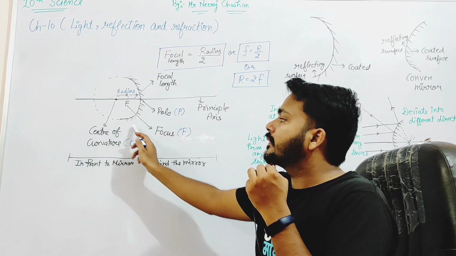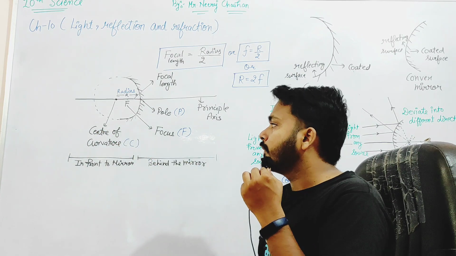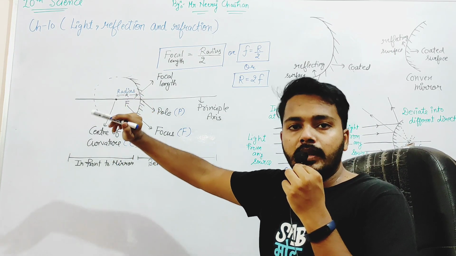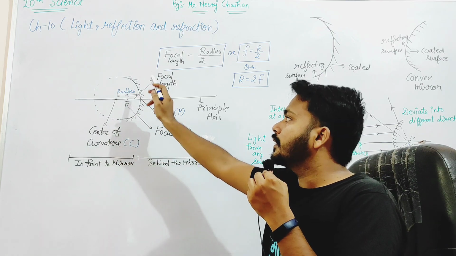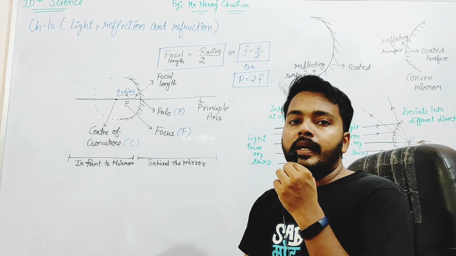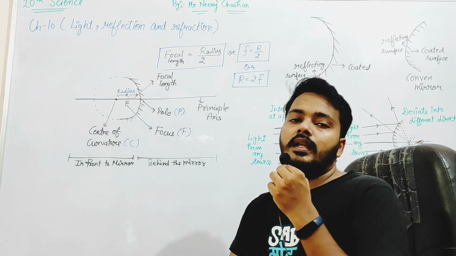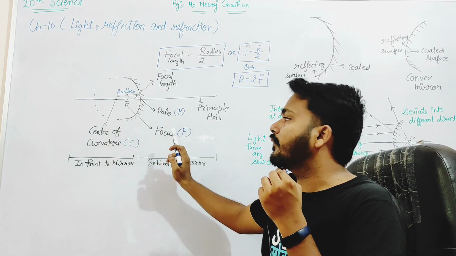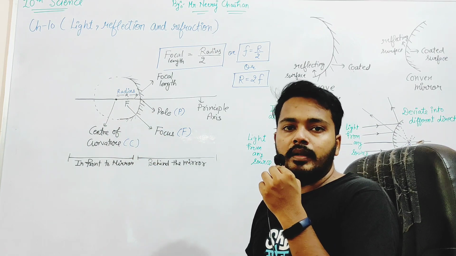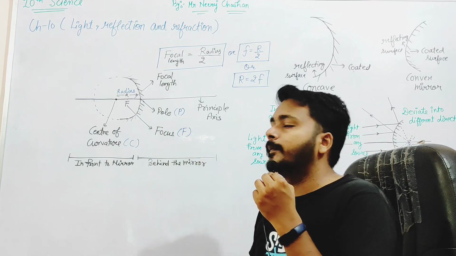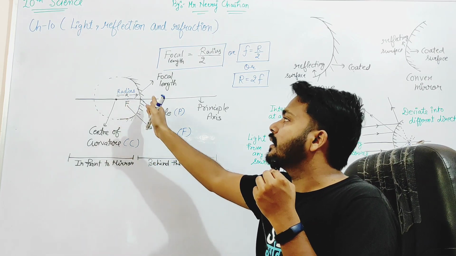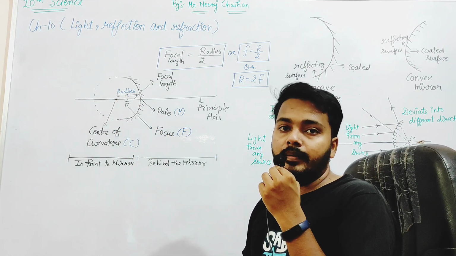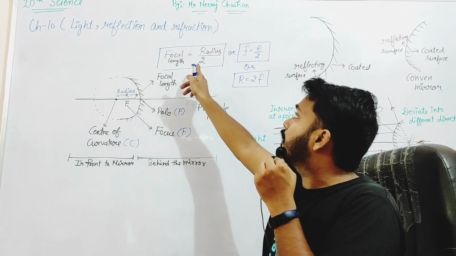Now a very important thing is, what is the center of curvature? The center of curvature can be defined as the central point of the spherical mirror. The length from the center of curvature to the reflecting surface is called the radius of the mirror. If you divide the radius in half, you will get a particular point that is called the focus. This is very important. It is denoted by a capital letter F. The distance between the focus and the reflecting surface, and the focus and the center of curvature, is called the focal length. It is denoted by a small letter f.